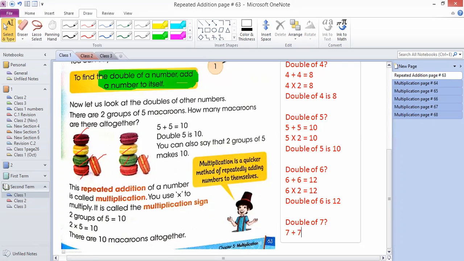7 plus 7 equals 14. Very good. Is there any other way to find the doubles? You're finding out the double of 7, right? 14. Yes, you're finding out the double of 7. So write 7, because you're finding double, so multiply 7 by 2. And in this way, you will also find the same answer, which is 14.